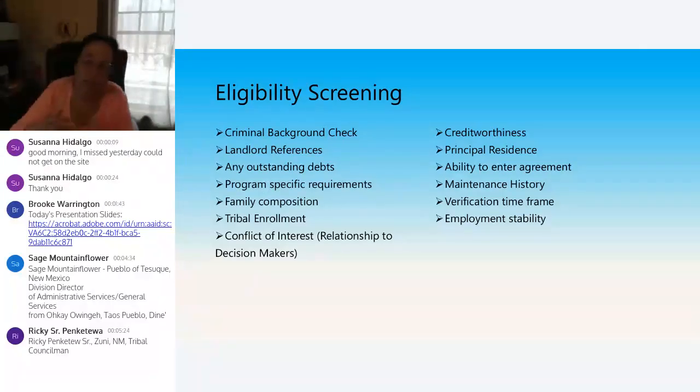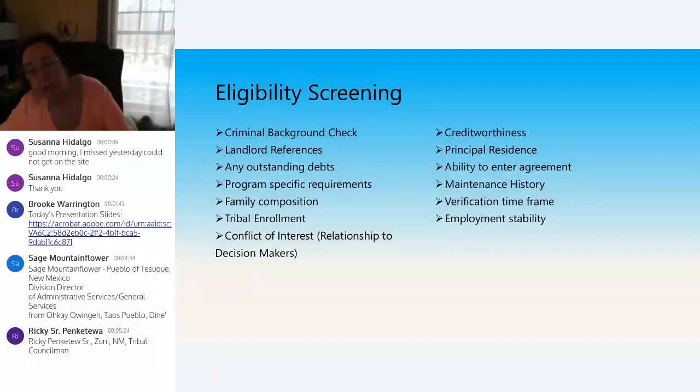So your eligibility screening: are you going to run criminal backgrounds? If you do, you've got to run them on everybody. Okay, we ran them. Good idea. Landlord references, any outstanding debts, program-specific requirements, family composition, tribal enrollment, conflicts of interest, your relationship to your tribal decision makers, credit worthiness. If you're putting them into a rent-to-own or a home ownership program, is it going to be their principal residence? Definitely put that in your A&O policy, okay? You have to make sure that you address that.